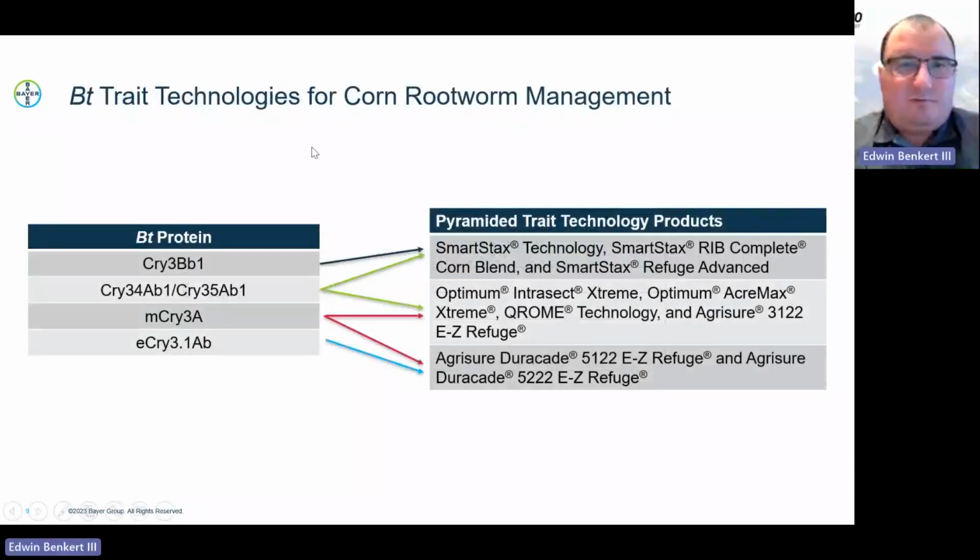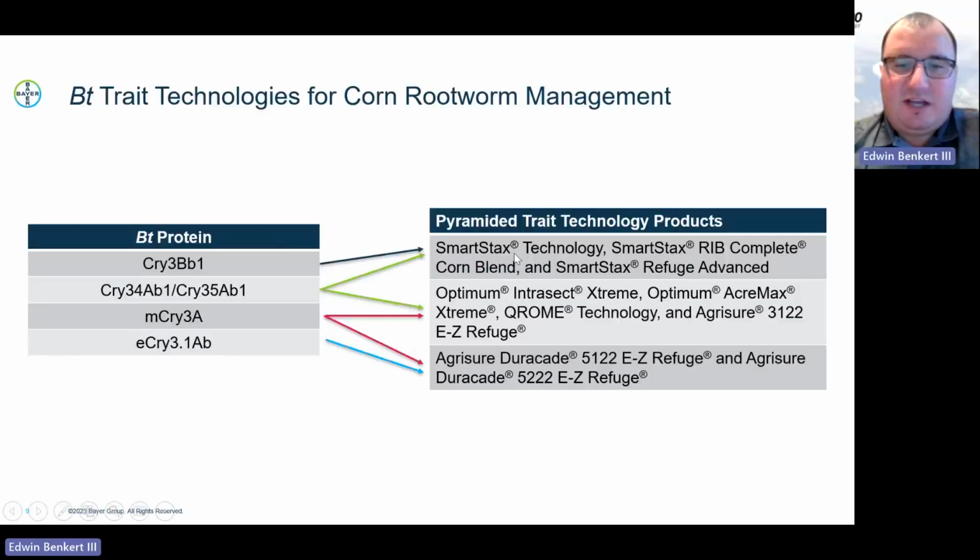So, covered corn rootworm, I always like to review our BT traits as well before we get into SmartStax PRO. So, when it comes to corn rootworm management, we really only have 4 BT proteins that are actually active against corn rootworm. We have a lot of different trade names, but at the end of the day, there's only 4 proteins that are serving as our modes of action there. And you can see the different combinations that those proteins are in here.